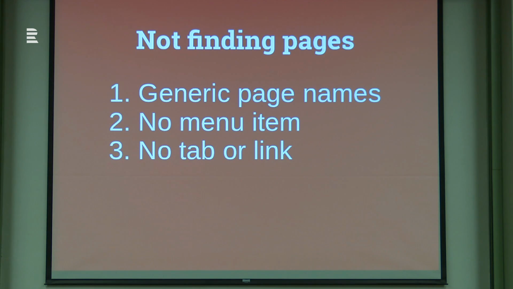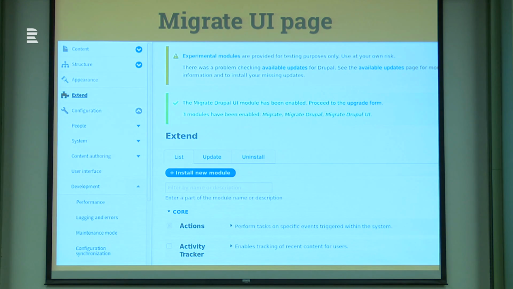Another reason for not finding pages is that they don't even have a tab or a link at all. If you install the Migrate UI module, the user interface for migrating, this is the page you get. Can anybody see where you find the Migrate UI? Well, it's that link in that message. It's the only time you ever get a link to the page you need to go to if you want to run the migration from the user interface. I think there should be a tab or a link somewhere more prominent than this one time.